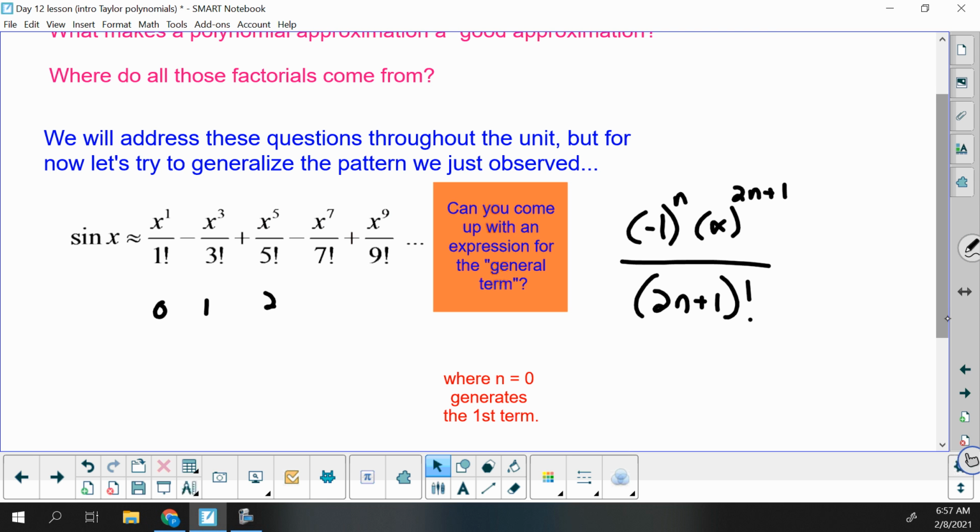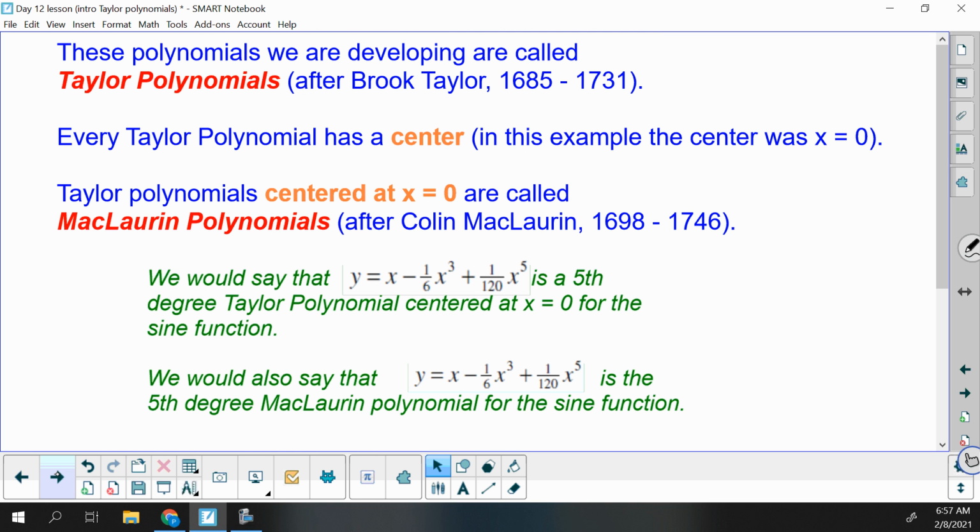So these polynomials that we are building, if we go to the next slide, are what are called Taylor polynomials, named after Brook Taylor. Every single Taylor polynomial will have some center. And the one we were just looking at with sine, the center was x equals 0. Center won't always be x equals 0, but it was in this case. If you have a Taylor polynomial centered at x equals 0, they're actually called Maclaurin polynomials. And it's after Colin Maclaurin.